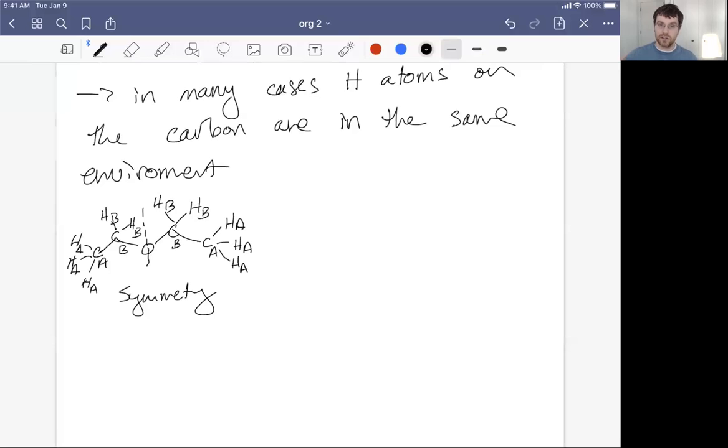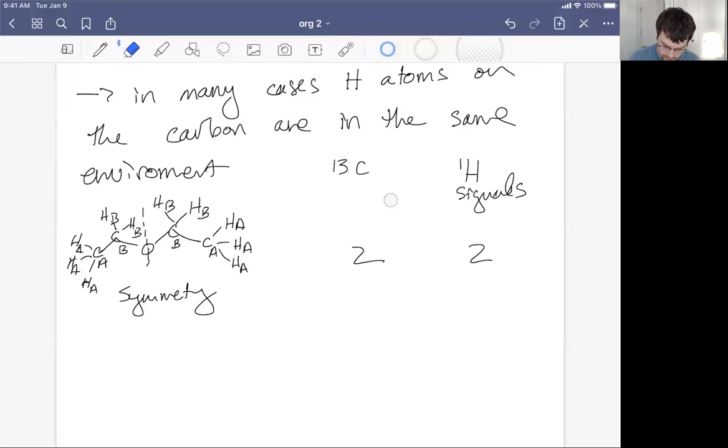I mean, you have to look at it a little bit more broadly than that, but that's the case. So what we would expect then is the C13 signals to be 2 and the 1H signals to be 2. It's terrible handwriting. Sorry about that.